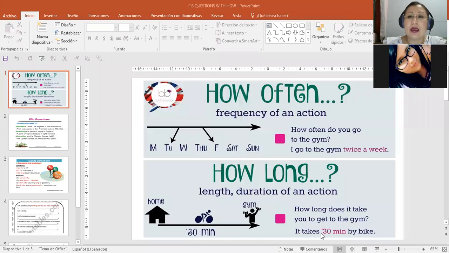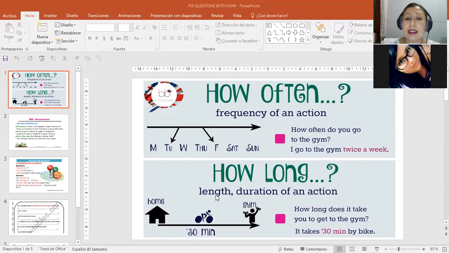Okay. We are going to talk about questions with how often or how long, okay? As you know, how often is a question that helps us to ask how frequent an action is done, or the frequency of an action. For example, how often do you go to the gym? You can say, I go to the gym twice a week, okay? Because you go on Tuesday and then you go on Friday. But we are going basically to make more emphasis on how long, okay?